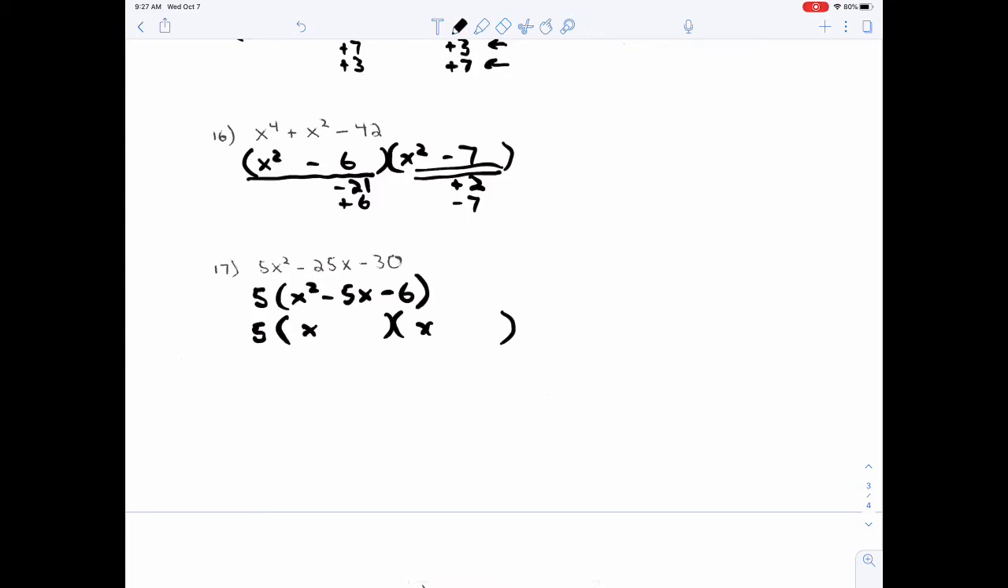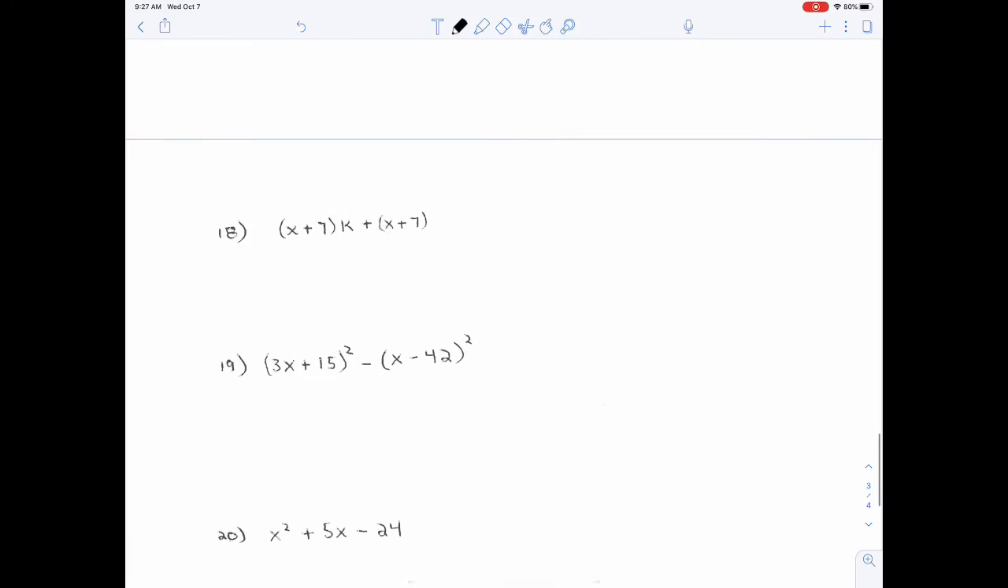So what times what will give us negative 6? Well, let's try negative 2 and positive 3. That'll give us negative 6, but that gives us an x in the middle, and that's not going to help. You can try switching the signs. That's not going to help. So let's go for positive 6 and negative 1. That would give me a 5x in the middle, so I'll just switch the signs. Okay.